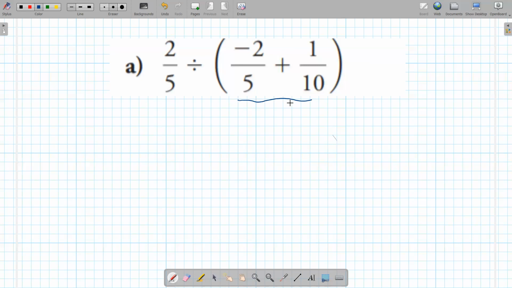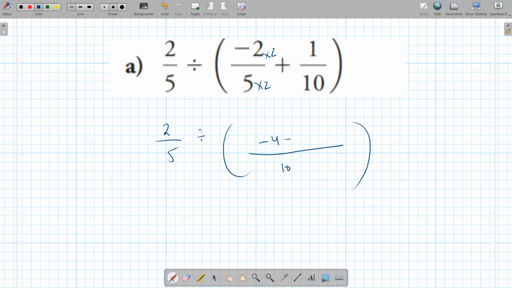So we have to do this. So you find the common denominator, right? What is that between 5 and 10? Oh, it's 10. Exactly. So you want to multiply this by nothing, 10 is 10, but the 5, you want to multiply that by a 2. Then once you have the common denominators, you can just combine them. So you get -4 plus 1 over 10. So you have 2 over 5 divided by -3 over 10. Now what do we do?